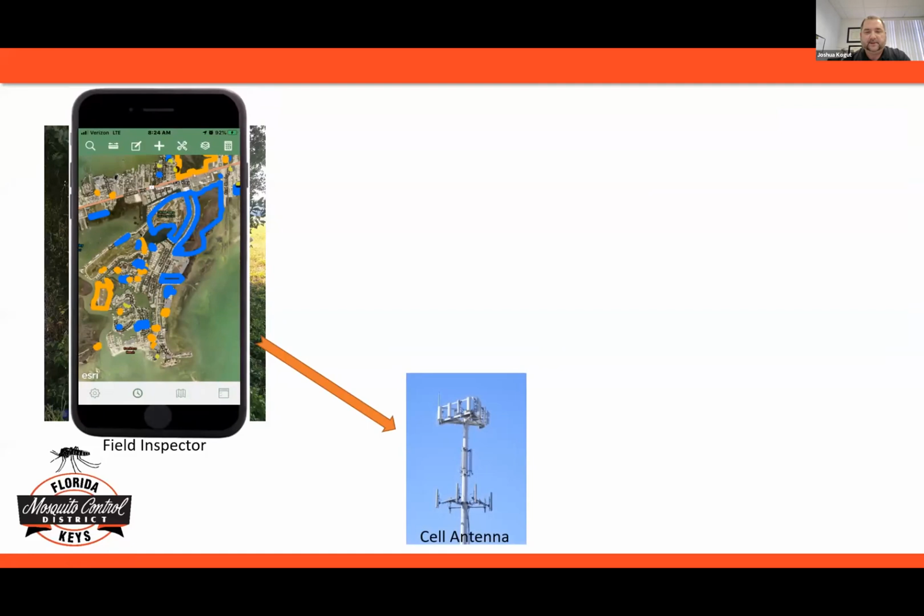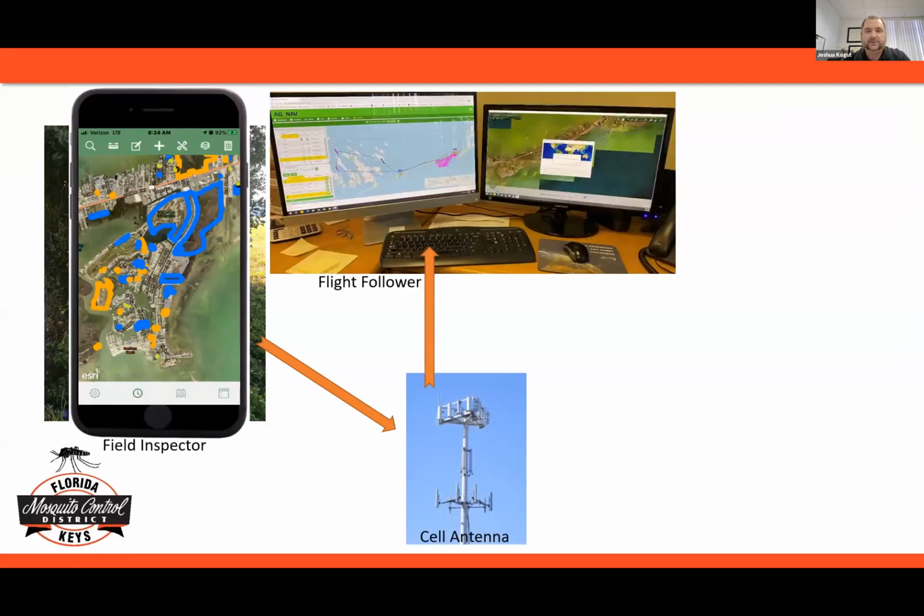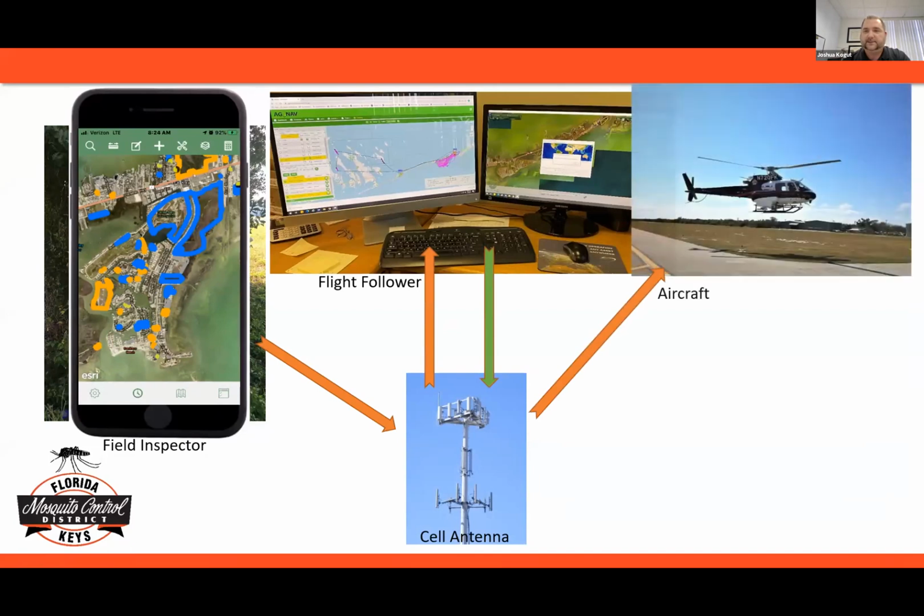It can then be transmitted via the cell servers down here to our flight follower or dispatch area, depending upon who that person is for the day. We can then take that proposed treatment area request and transfer it over to the software utilized in the aircraft, our AgNav software, and that can be sent back again to the helicopter, to the aircraft or the airplane.